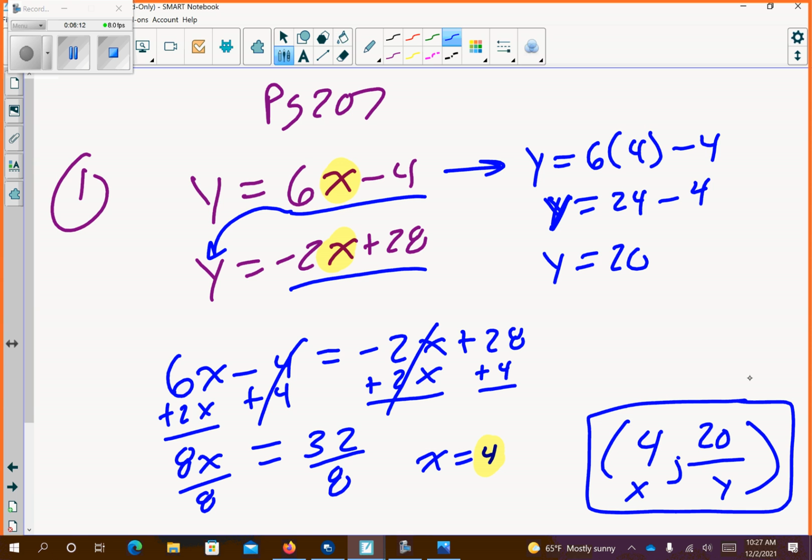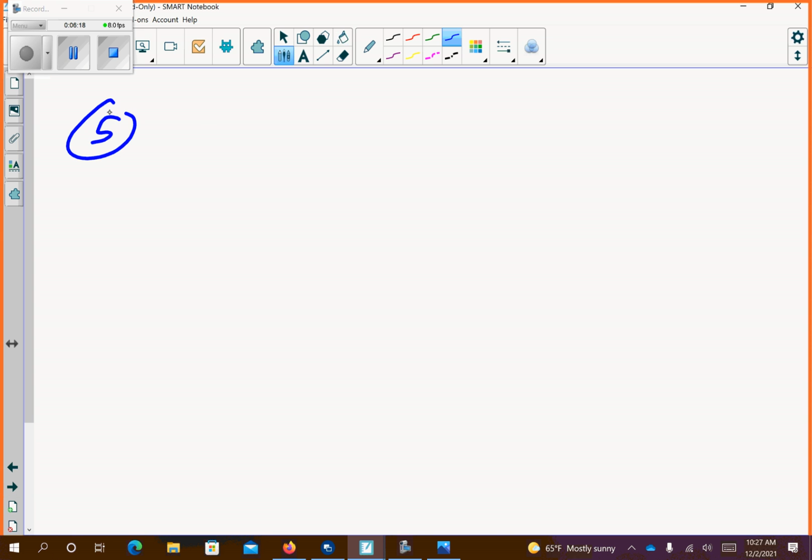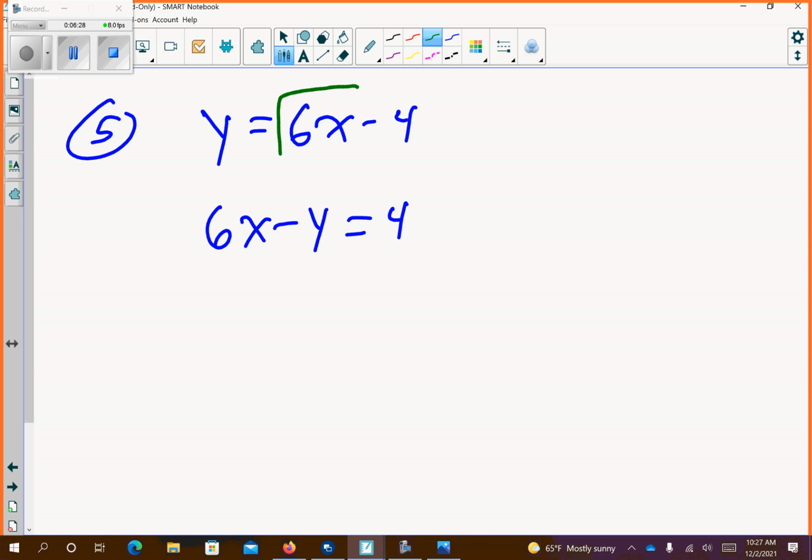And then number 5 was the other one. Is that right? Okay. Number 5. We have y equals 6x minus 4, and then I have 6x minus y equals 4. So y is equal to this, so I can plug that directly in there. Don't forget there's going to be a subtraction sign in front of it.